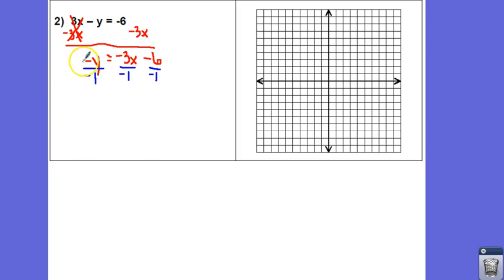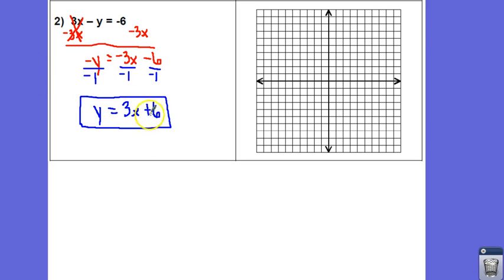So when we do that, that's going to cancel out the negative. So we get y equals a negative 3 divided by a negative 1 is going to be positive 3x. And negative 6 divided by negative 1 is going to give you a positive 6. So now that we have that, we can identify our slope and then identify our y-intercept.